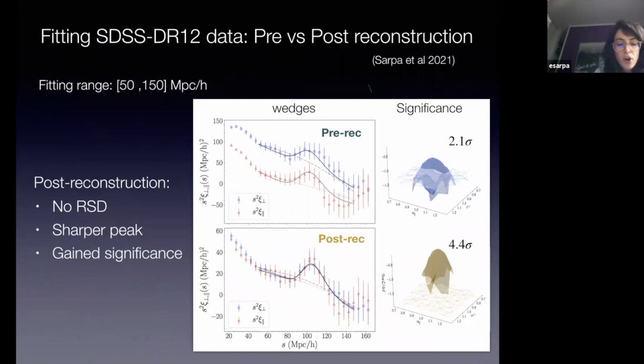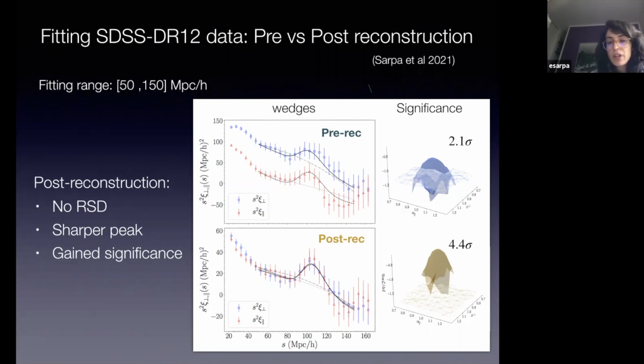And with those MOCs, we were also able to compute the covariance matrix both before and after reconstruction. So what we have done, we have computed the wedges, pre and post reconstruction, for our SDSS data, and we have fitted our wedges with both a template accounting for the nonlinearities and including the BAO signal, and a template not including the BAO signal.